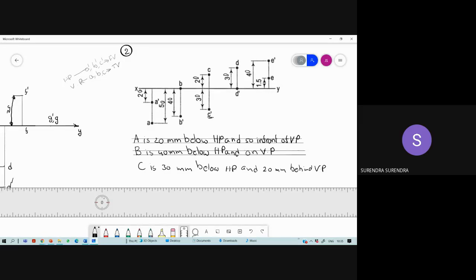What about point E? Behind VP, sir. First relate HP, always better, because everything will be in the same order. It is not a mistake, but without confusion, first the front view: above HP, and behind VP. So point E is 40 mm above HP and 15 mm behind VP. It's not a mistake, but if you practice in the same order, answering first the front view and then the top view, you won't get confused and will get the exact answers.